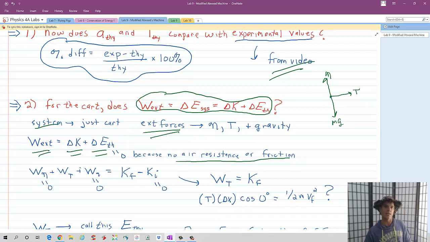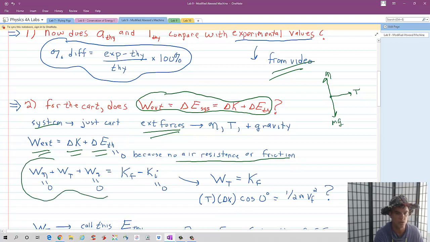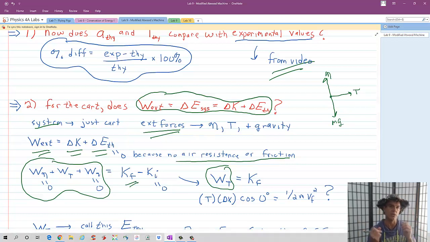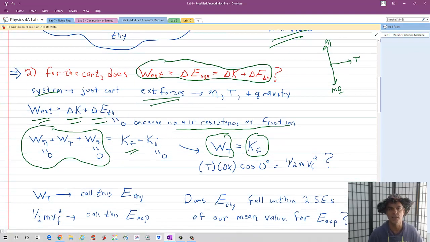Since this cart starts from rest, the initial kinetic energy is 0. So the work done by all external forces, which is the work done by the normal force plus the work done by tension plus the work done by gravity, ends up being equal to just the work done by tension. And the change in energy of the system is just equal to the final kinetic energy of the cart, which is our system, because it starts from rest and there is no thermal energy being generated because there is no friction or air resistance. So ultimately what we're looking at is, does the work done by tension equal the change in kinetic energy of the cart?